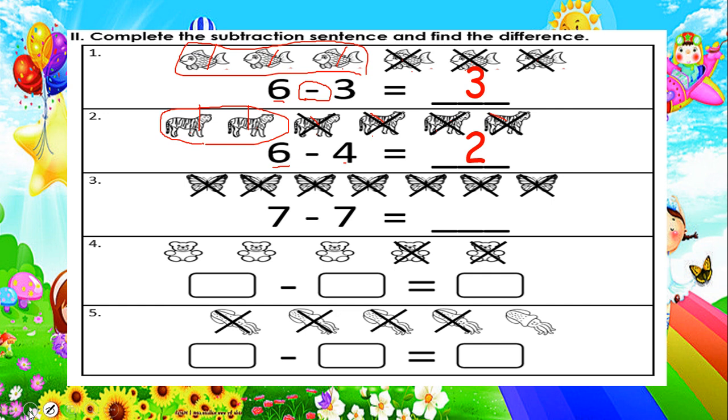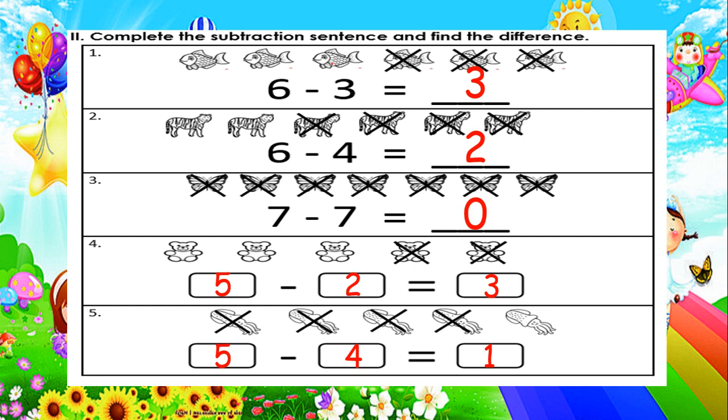Okay, so are you done? Okay, this time we are going to check your answers. Okay, so again, you have 6 minus 3 equals 3. 6 minus 4 equals 2. Next, you have 7 minus 7 equals 0.